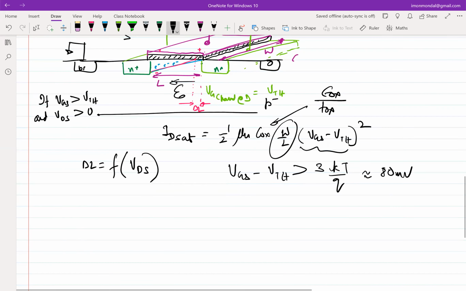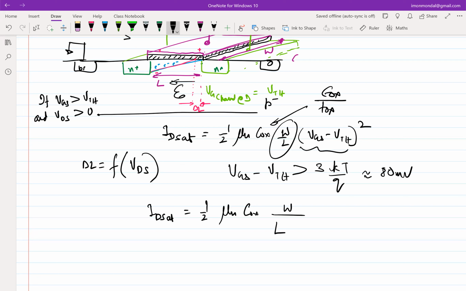However, we are not device physicists. We try to figure out what is the impact of anything, right? So the impact of this is the fact that your ID sat equation becomes W by L minus delta L, because essentially the length of the transistor has reduced, times VGS minus threshold voltage whole square.